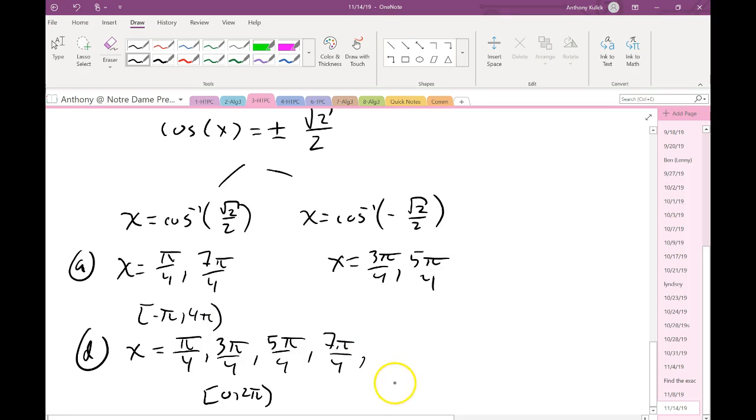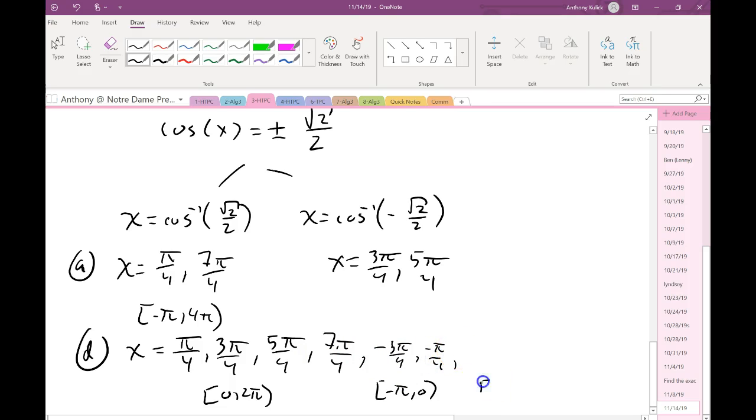Now I'm going to look at the stuff between -pi and 0. To find those, I'm going to subtract 2 pi from each of these. If I subtract 2 pi from the first one, it'll be less than -pi, so I don't want that. If I subtract 2 pi from this, also will be less than -pi, so I don't want that one. The next one though is fine, and the last one is fine.